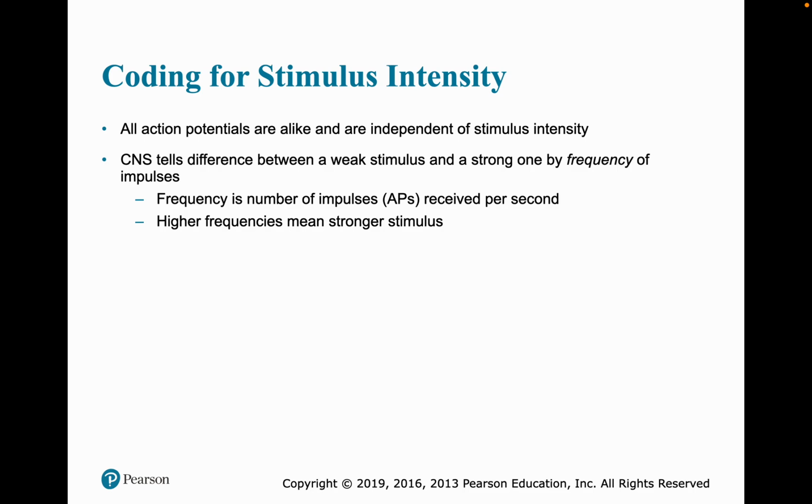So we have different ways of determining weak stimuli versus strong stimuli. One of the ways is frequency of impulses, a frequency of the number of impulses received per second. We would interpret higher frequencies, meaning stronger stimuli.